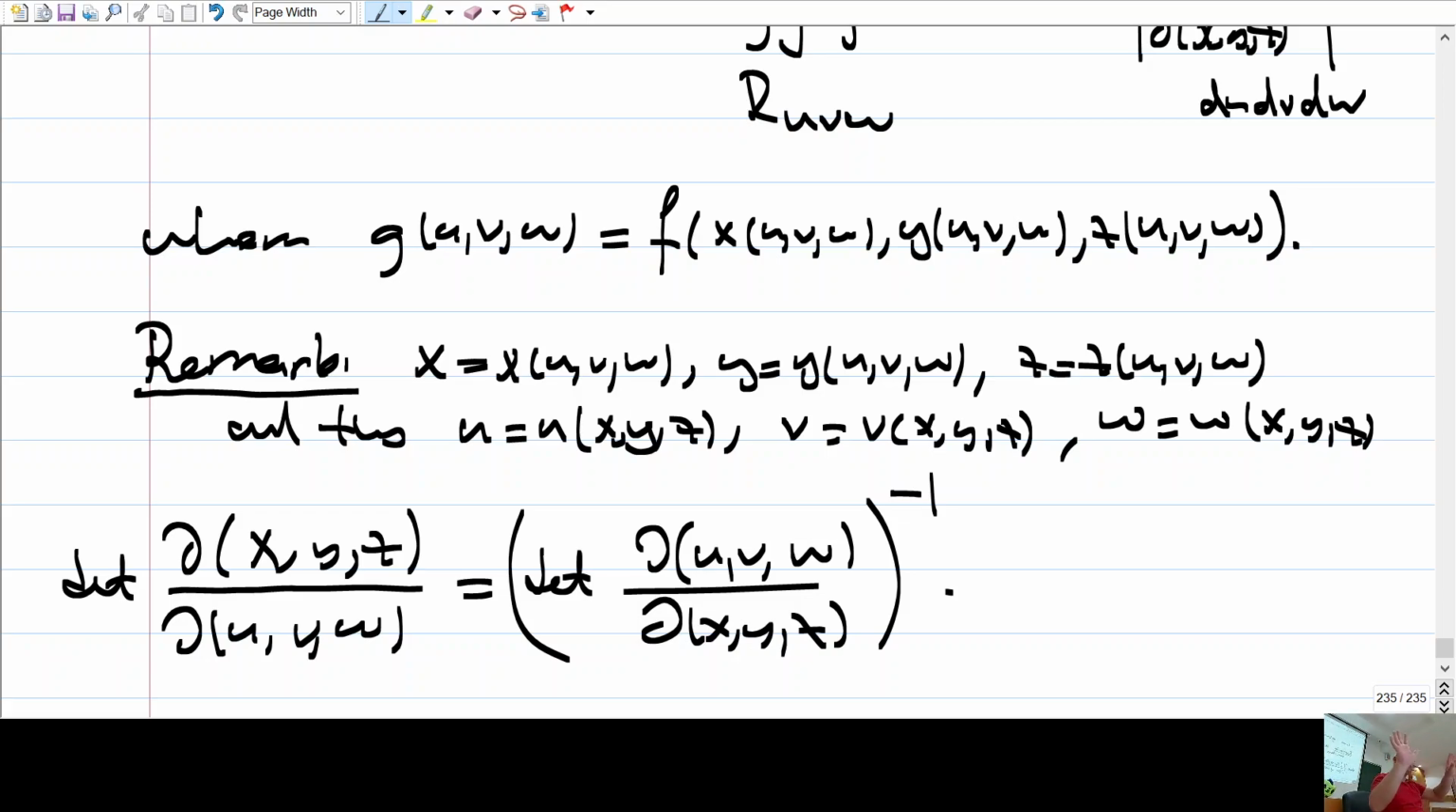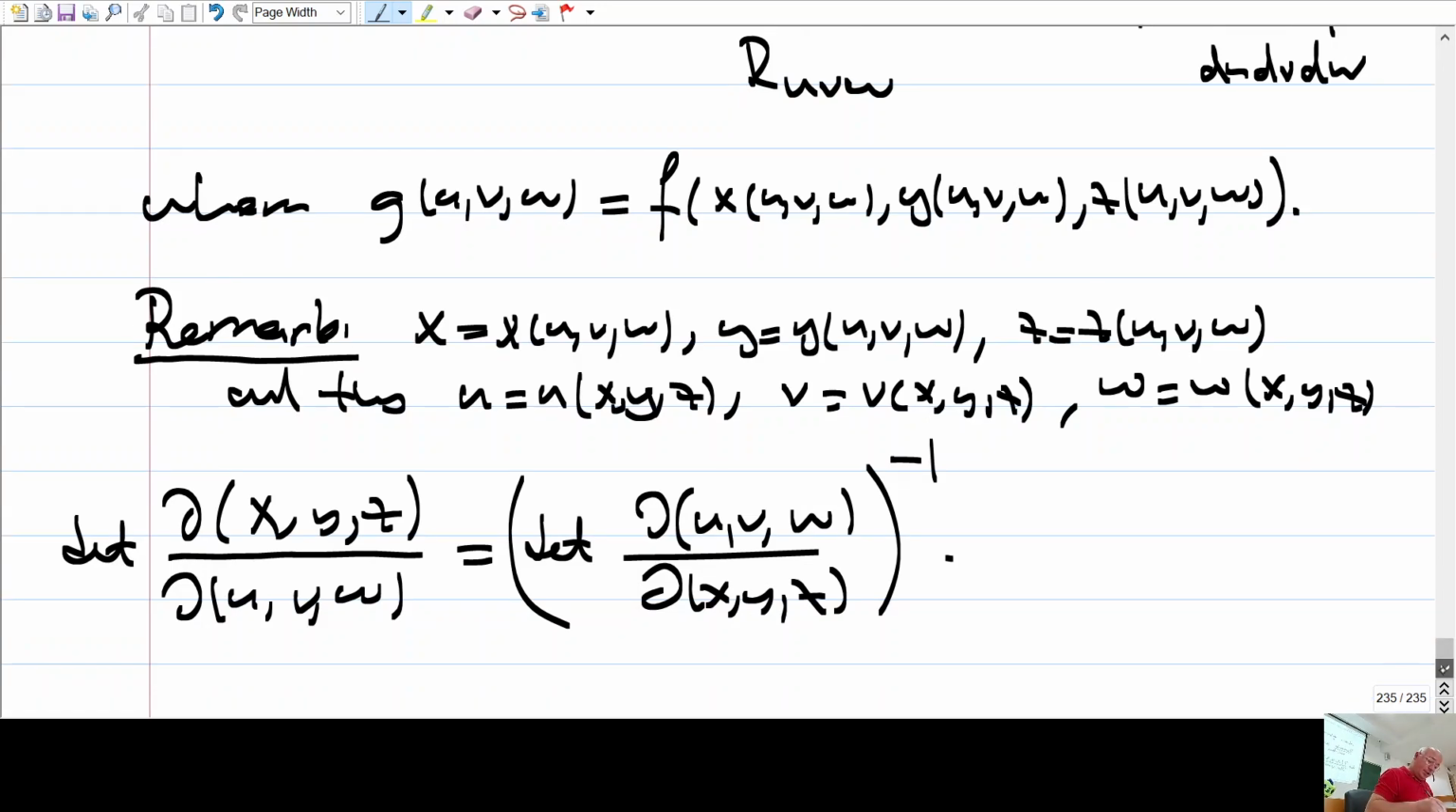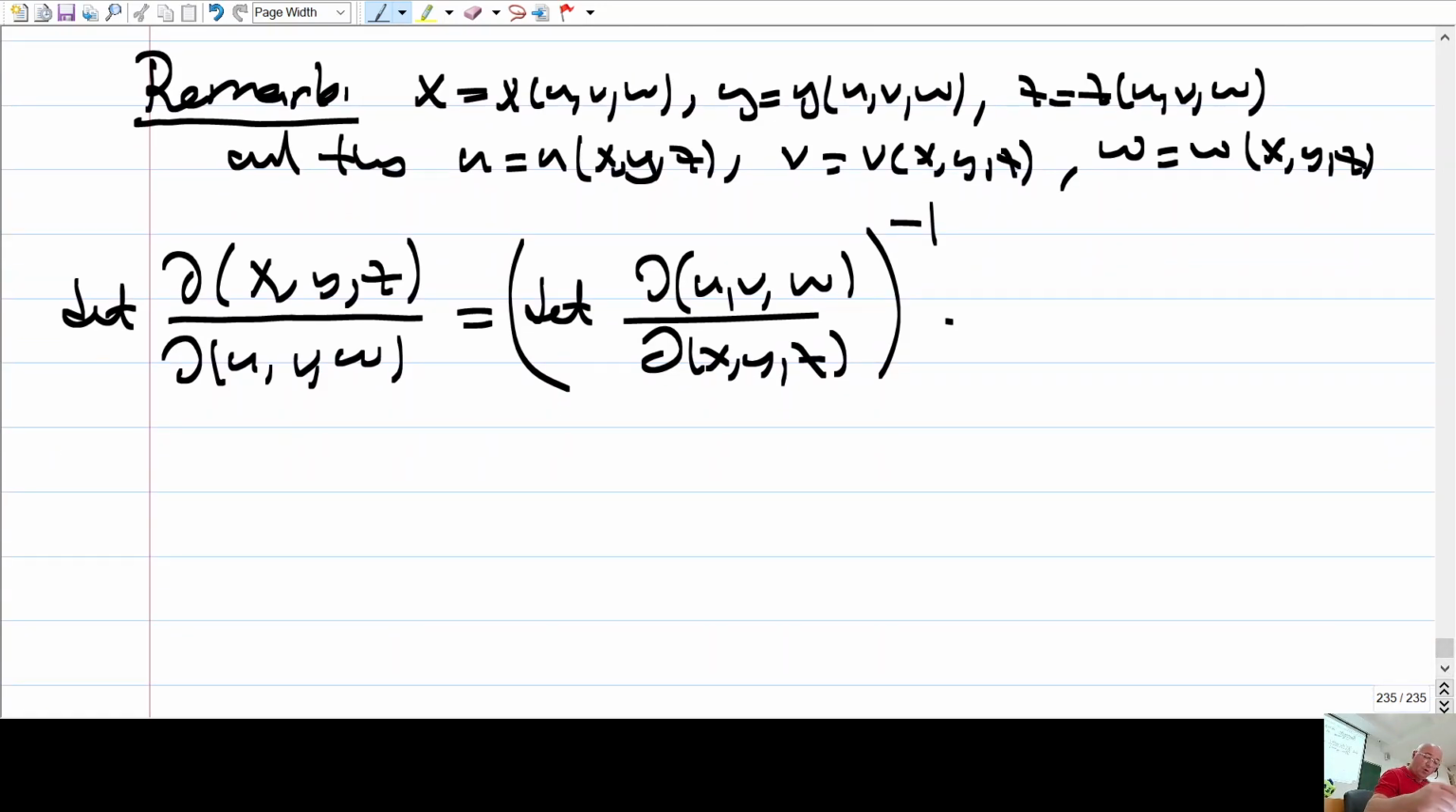So passing from one coordinate system to another coordinate system at the point, if you are multiplying the volume element by a number, if you go in the reverse direction, you have to just divide by that number. This is exactly what it says. Okay? Let's do some examples of coordinate transformations. The first one is cylindrical coordinates.